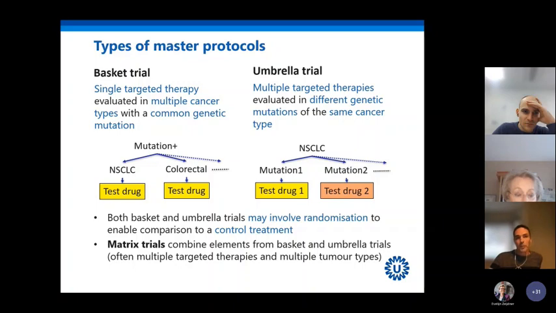A more elaborate form of a master protocol is a matrix trial, where basically the elements of an umbrella trial and a basket trial are combined. So they typically combine different cancer types, but also different mutations, and basically consider a large population of cancer patients. Some drugs are evaluated in multiple subgroups, and others are only evaluated in a single subgroup. But I will not specifically discuss the matrix trials here.